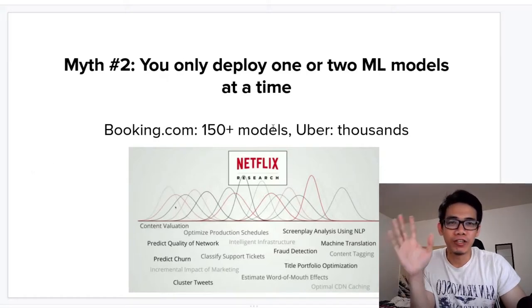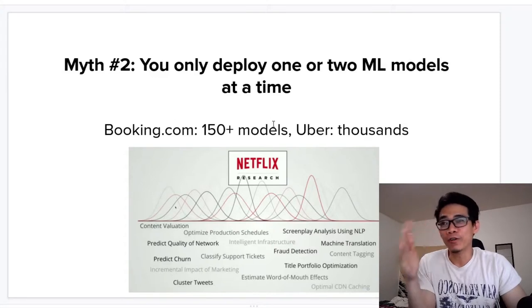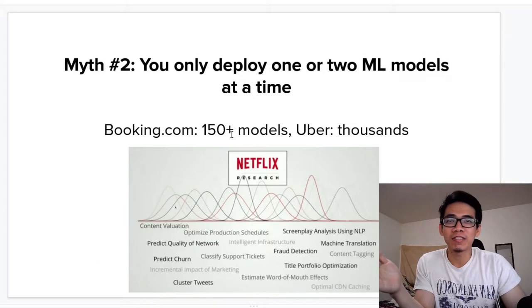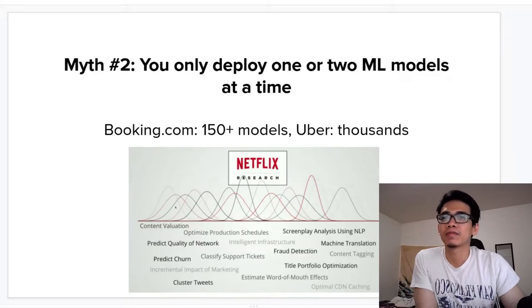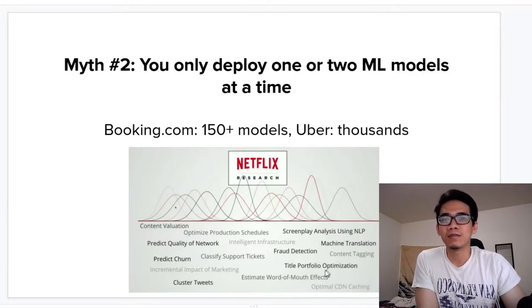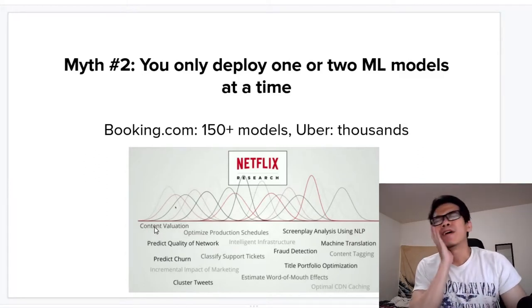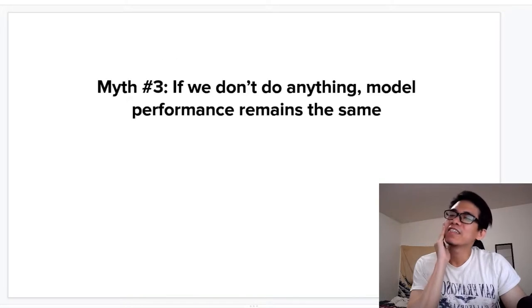By you, I mean you as an engineer, not you as Uber, Google, or Netflix. These companies have tons of machine learning tasks, tons of machine learning systems. Obviously, they deploy a bunch of them. So one model for translation, one model for detection, two, three models for content evaluation. What kind of myth is this?